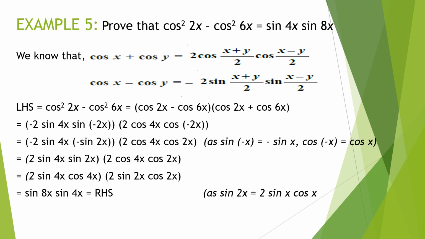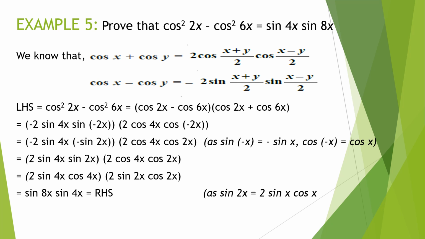Now cos minus cos is minus 2 sine sine. So cos 2x minus cos 6x is minus 2 sine of (2x plus 6x) by 2, that is equal to 4x. And the angle (x minus y) by 2 will be (2x minus 6x) by 2, or minus 2x. So this is the first term. Similarly, cos plus cos is 2 cos cos. So cos 2x plus cos 6x is 2 cos of (2x plus 6x) by 2, which is 4x, and again (2x minus 6x) by 2 is minus 2x.